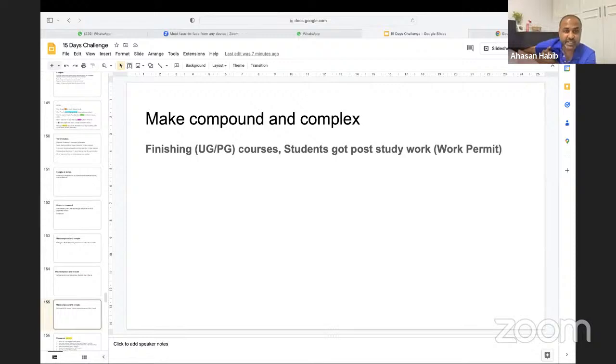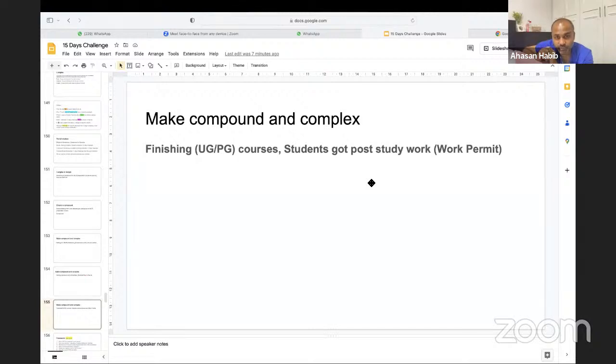So finishing postgraduate course, students got post-study work. So answer me fast. What kind of sentence is this? Finishing post-graduation course, finishing masters, students got post-study work. What kind of sentence is this? Very quickly, type in the chat box. So it's a simple sentence. How do you know that? Because it has one verb.